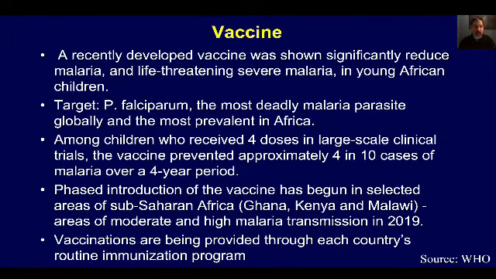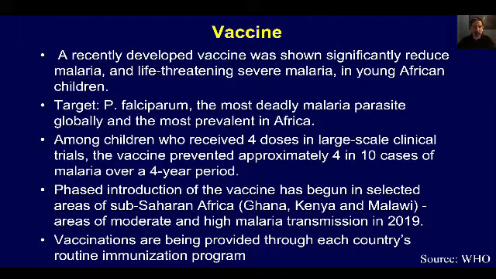There is a vaccine that was recently developed for malaria that was shown to reduce both incidence and severe malaria in young African children. It targets the falciparum species, which is the most deadly one. And in those children that received 4 doses in the randomized trial, the vaccine prevented about 4 in 10 cases of malaria over a 4-year period.